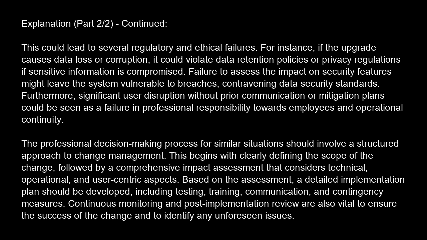The professional decision-making process for similar situations should involve a structured approach to change management. This begins with clearly defining the scope of the change, followed by a comprehensive impact assessment that considers technical, operational, and user-centric aspects. Based on the assessment, a detailed implementation plan should be developed, including testing, training, communication, and contingency measures. Continuous monitoring and post-implementation review are also vital to ensure the success of the change and to identify any unforeseen issues.